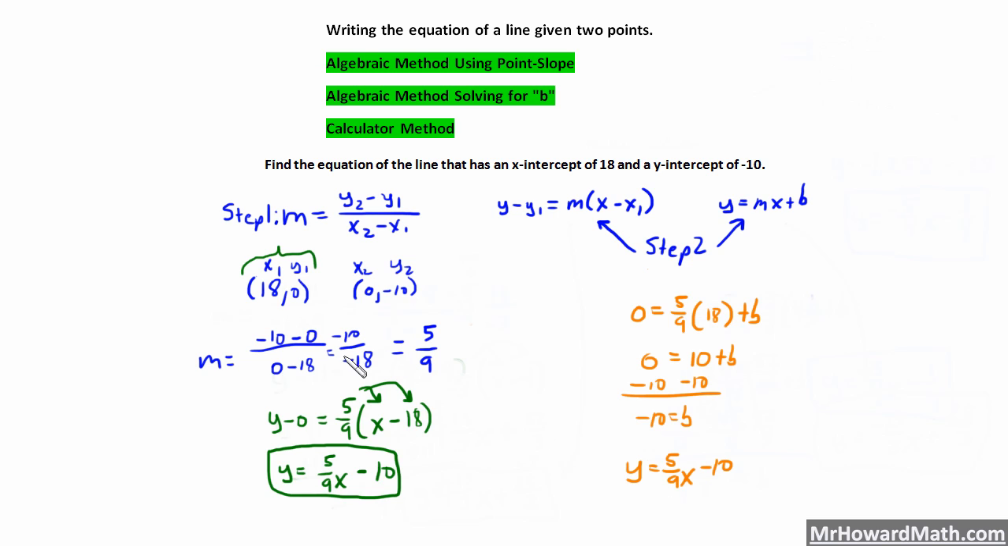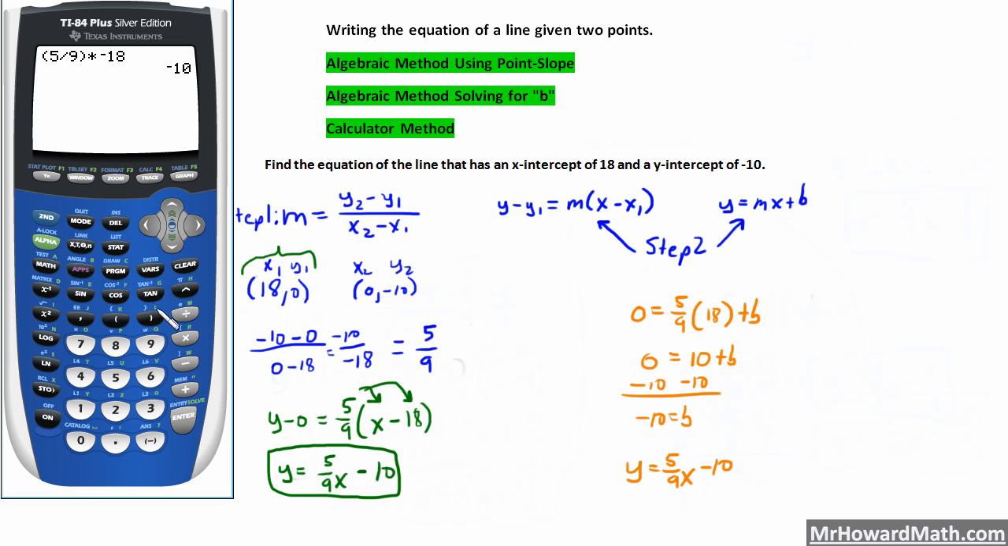Okay, again, you can view the two methods here and see which one you like the best. Now let's do stat edit in our calculator. So that's stat, enter. We're going to put our x's in list 1 and our y's in list 2. So our x's are 18 and 0 in that order. 18 and 0. It's coming from right here. And our y's, we're going to do 0, negative 10.